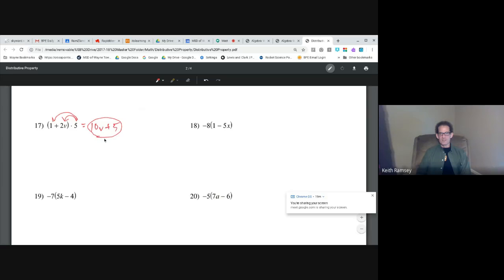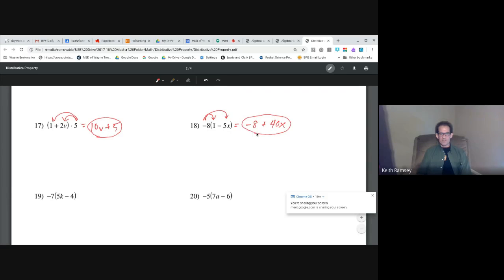10v plus 5. Over here, I have a negative times a positive. So negative 8 times 1 is going to be negative 8. And I have negative times the negatives. The signs are the same, so it's going to be positive 40. I have an x here, but not here, so it's just positive 40x. And I check the like terms. This has no x, and this one does, so I can't combine negative 8 and 40.